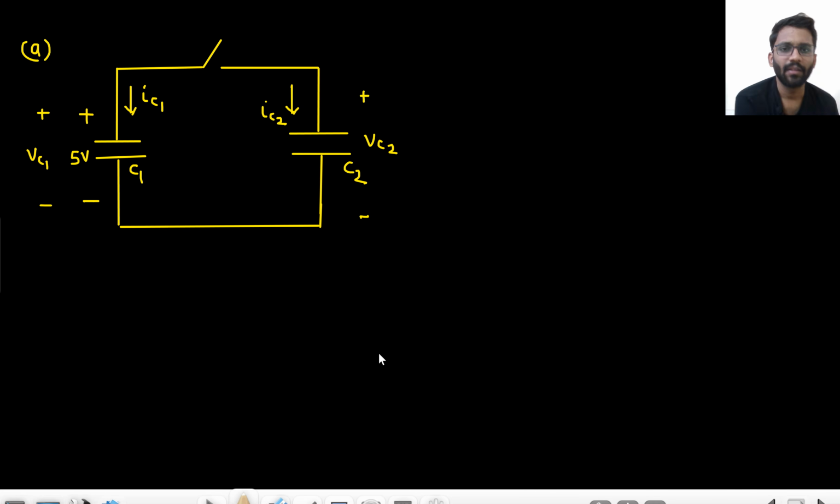Okay, so this is our first circuit. C1 capacitor, C2 capacitor, IC1 current, IC2 current, VC1 voltage, VC2 voltage. VC1 is already 5 volt. Okay, the switch is closed at t equals 0.